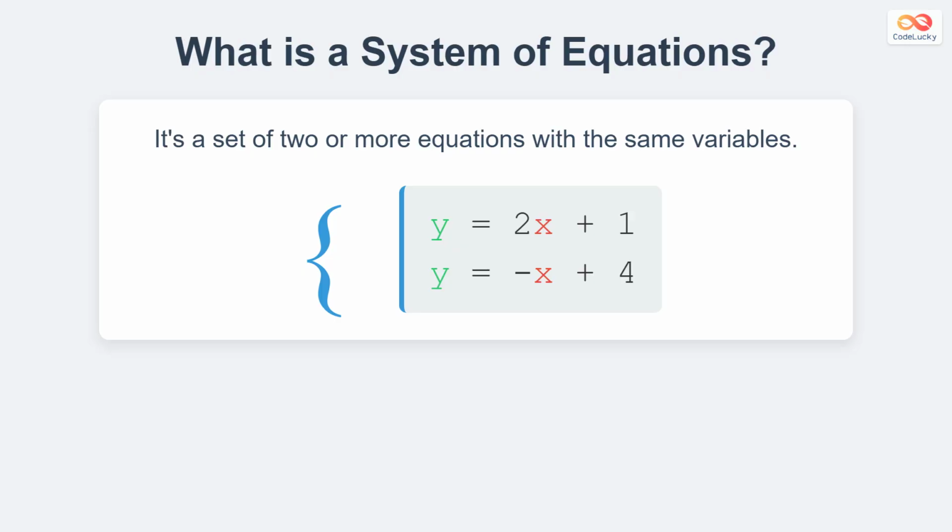First, what is a system of equations? It's simply a group of two or more equations that share the same variables. In our examples, we will focus on two linear equations with the variables x and y.